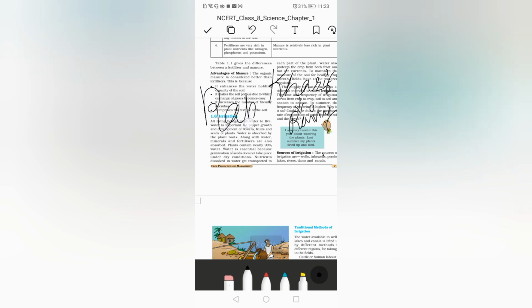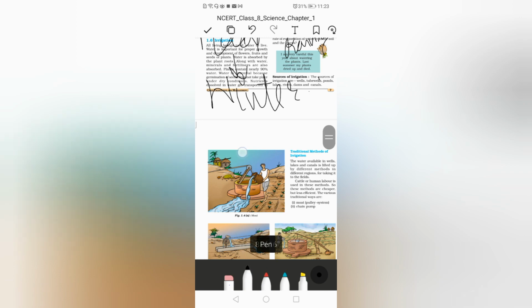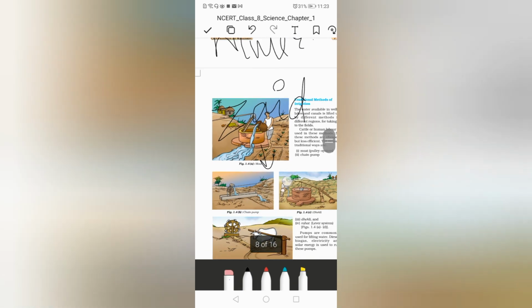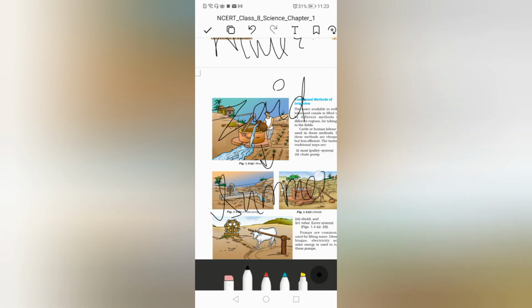Rabi crops are the winter season crops. And then we have another one which is called zaid crops, which are the summer season crops. The examples are vegetables, summer fruits, and pulses. Okay, so that is that. Zaid crops are also there. Okay, now let's move on.